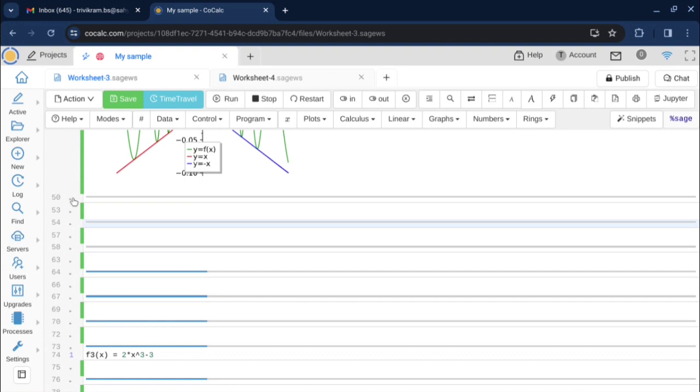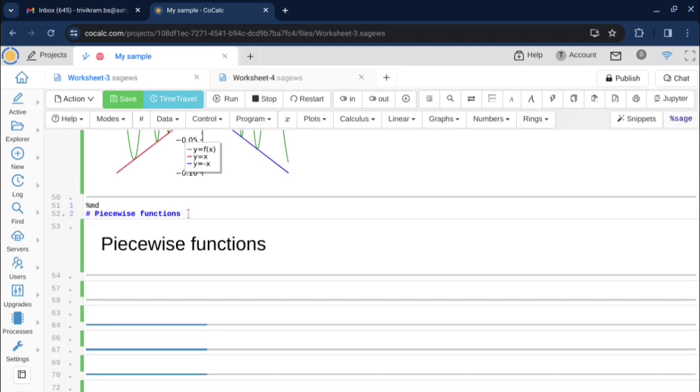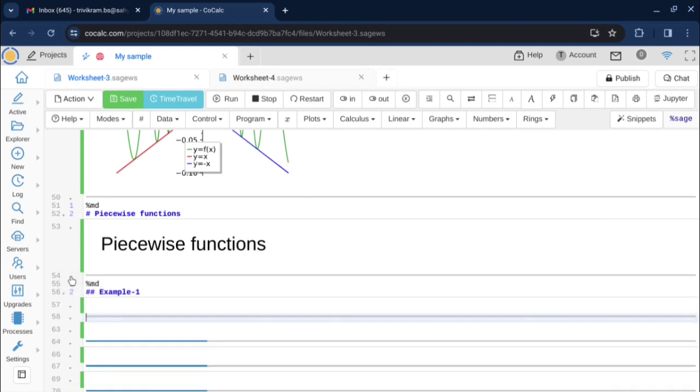Now let us discuss piecewise functions. Piecewise function is nothing but a function having multiple steps. So let us see one kind of piecewise function. Example 1 I am going to take here.